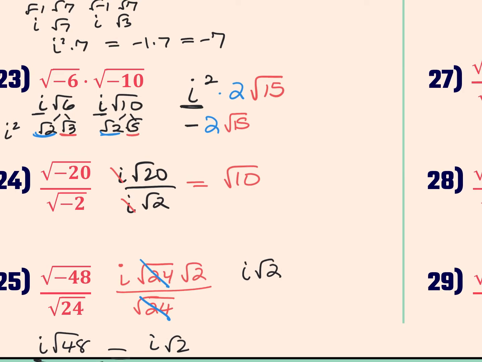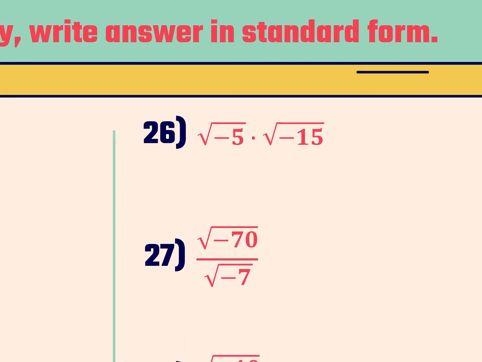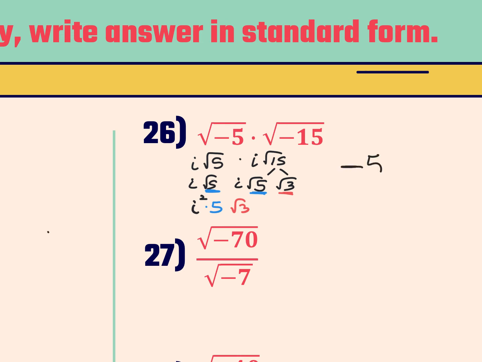Number 26. Again, this will become an i radical 5, i radical 15. I'm going to factor the 15. I got a pair of 5's. So a 5 will come out. Radical 3 stays behind. So final answer here, and this is an i squared. So then the i squared becomes negative, -5 radical 3.